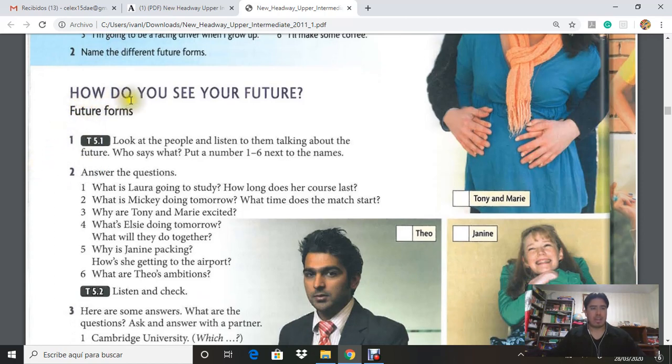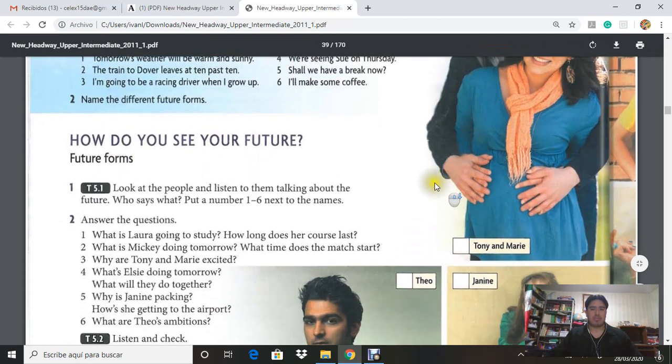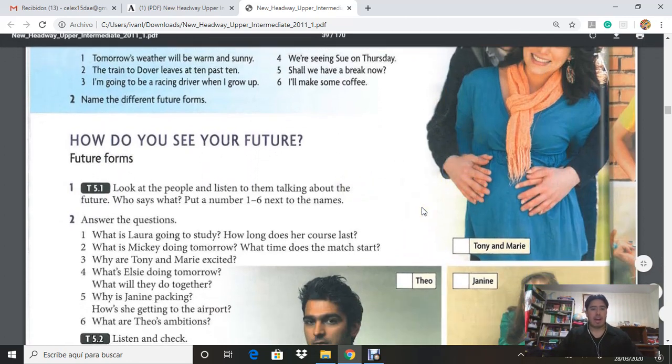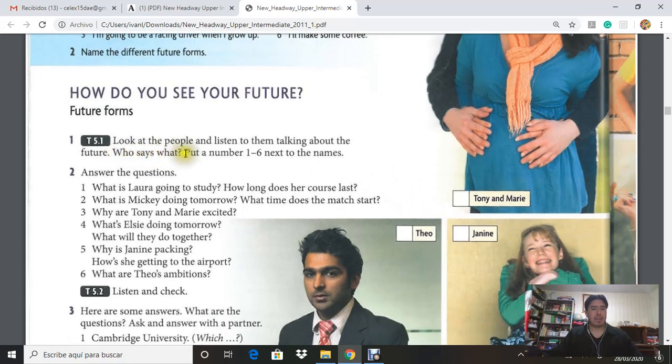The section name is, How Do You See Your Future? The first indication here is that we need to look at the people that we have in the pictures on this page 38 and also on the next one. We need to identify who is saying what. So we need to number them from 1 to 6 next to the names.